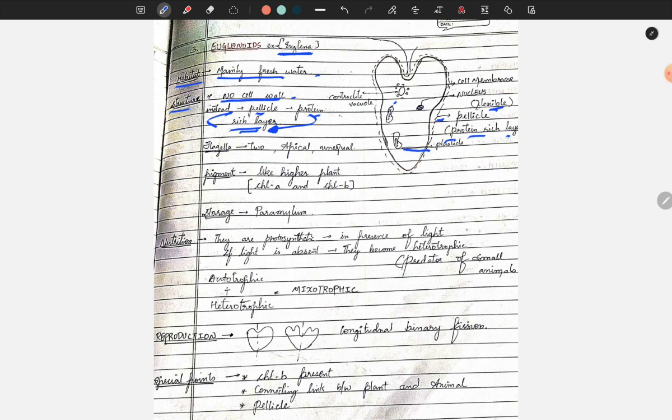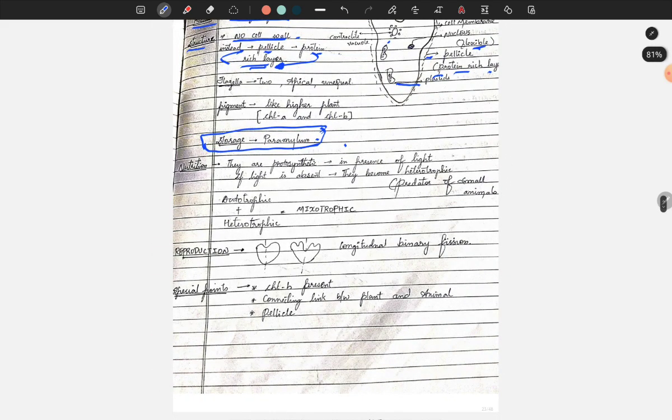Now storage, what is storage? It is paramylum. It is not given in NCERT, but remember it is paramylum. Now coming to the nutrition part, they are photosynthetic in presence of light, guys. But when light is absent, they become heterotrophic. Remember, it is a very important and confusing point.